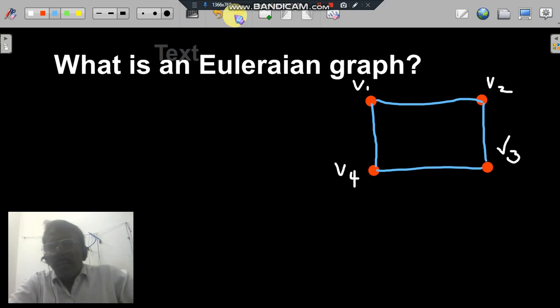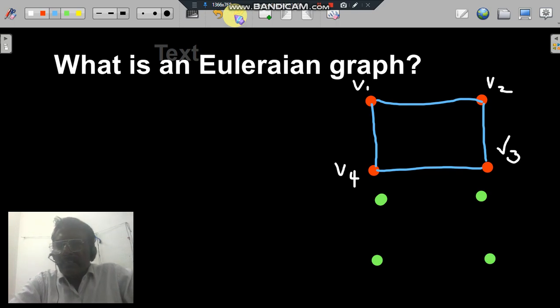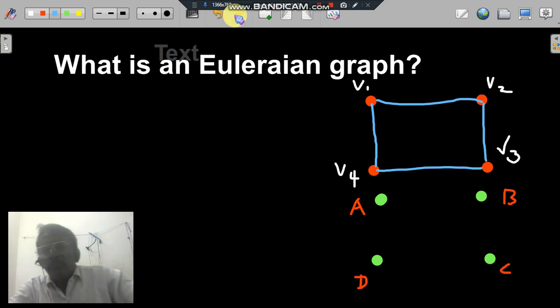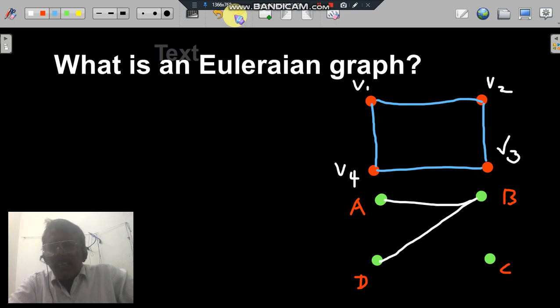In a similar way I am going to make another picture whose vertices, again there are four vertices, and before I make the edges, I name the vertices as A, B, C and D. Now again I am going to make edges as follows: from A to B, and from B to D, and D to C, and C to A.